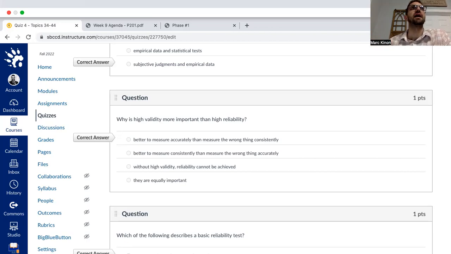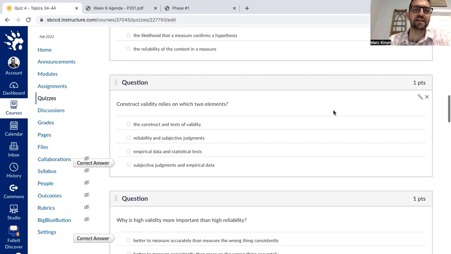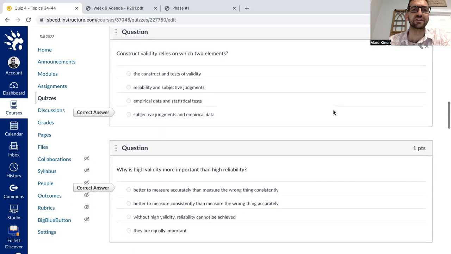But you could also have low validity, so 100 pounds, and low reliability. You get that fluctuation. It's not always exactly 100, but it's around there. So hopefully that helps. Again, let me know if you have any questions. I really like this textbook. I think it does a great job.